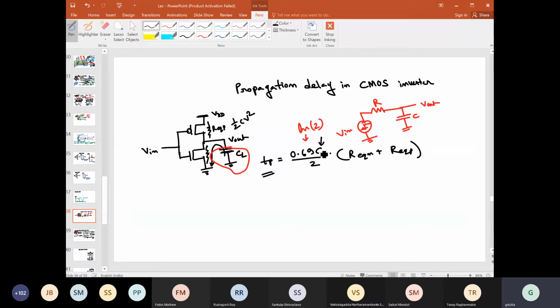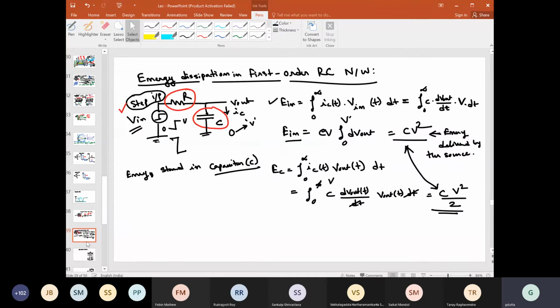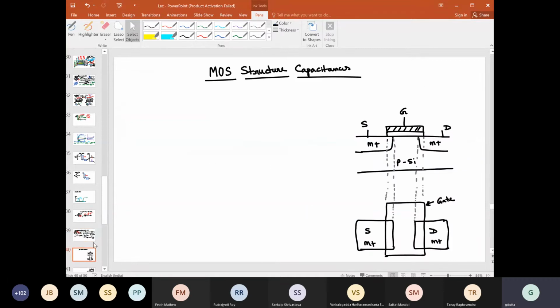At the same time, we need to see whether that capacitance changes with any applied voltage or not. So let us go to that part and discuss it in a bit more detail. Here we will discuss the MOS structure capacitances.